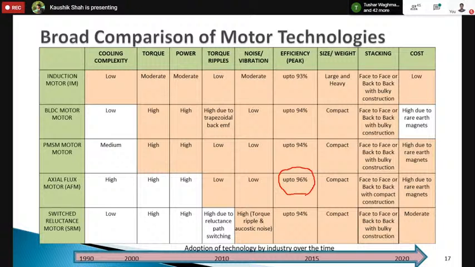And size and weight ratio is pretty compact except the induction machine, right? And stacking wise, almost all are face to face or back to back construction. I mean, stacking is a process required for lamination stacking, and creating your motor construction for the stator and rotor. And cost wise, the induction machine wins over others. So this is there in the chart.